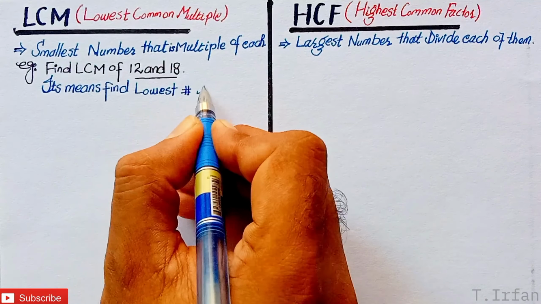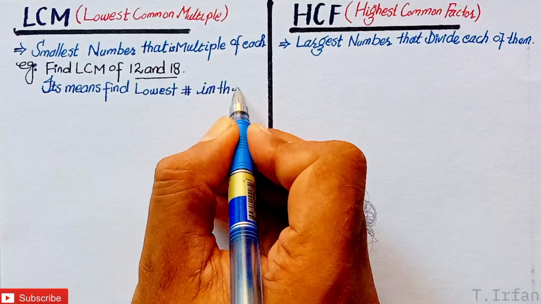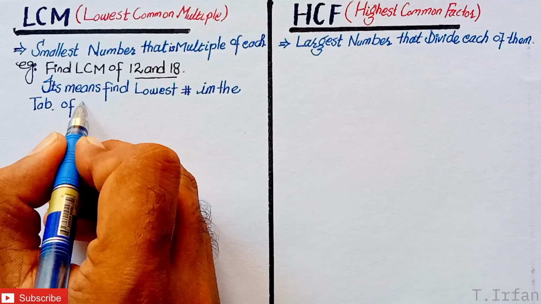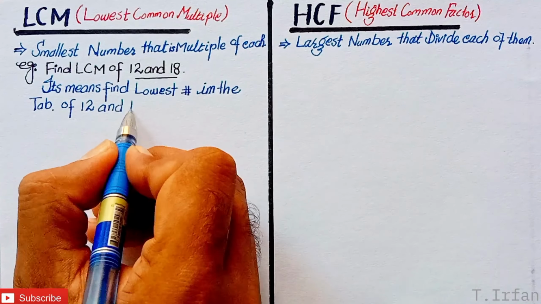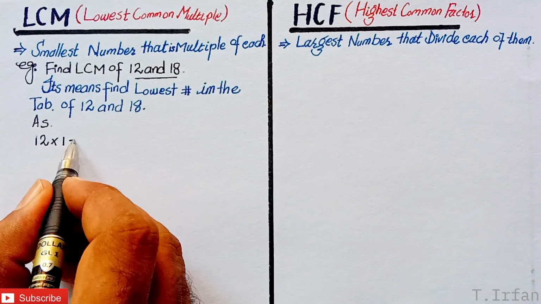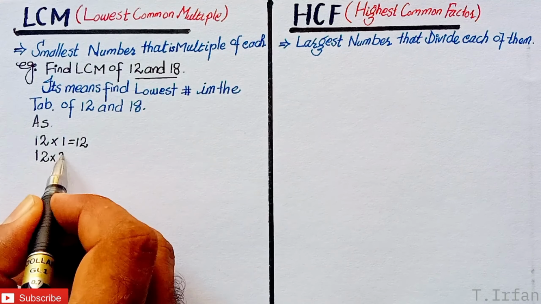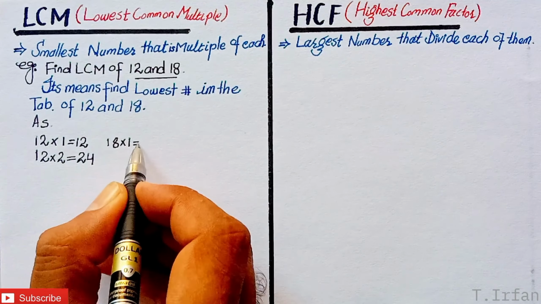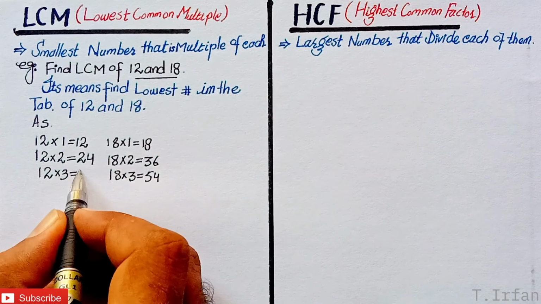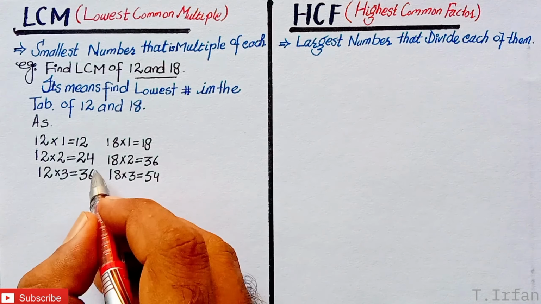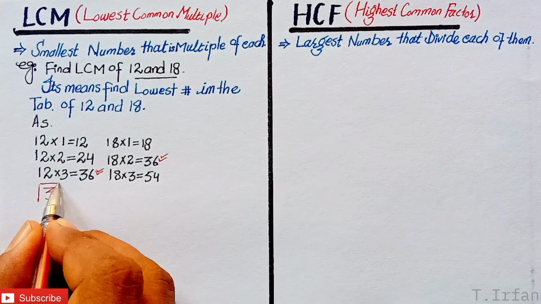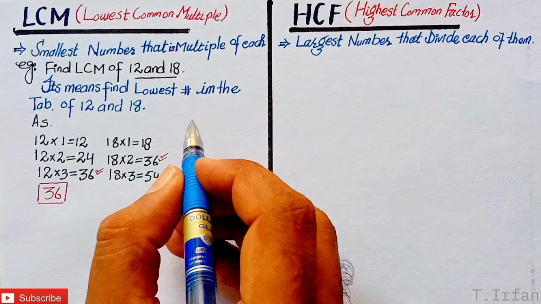As we know the tables of 12 and 18, by finding out the lowest common number in both tables, we can simply find out the LCM of these numbers. As these are the tables of 12 and 18, here we see that this number is 36. This is the lowest common number in both tables. So this is the LCM of 12 and 18.